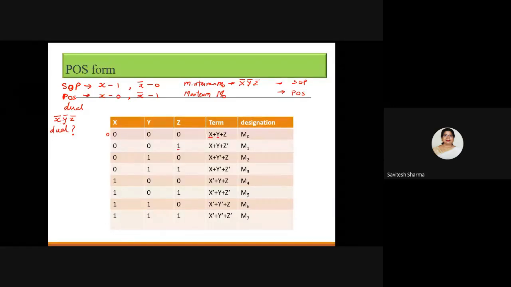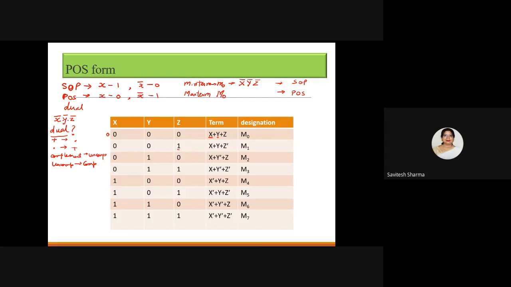And you make every dot a plus, which means you convert OR to AND and AND to OR. Complement you convert to uncomplemented, which means true signal. Uncomplemented you convert to complement. Everything you will do opposite. If you want to find the dual, you will do opposite.